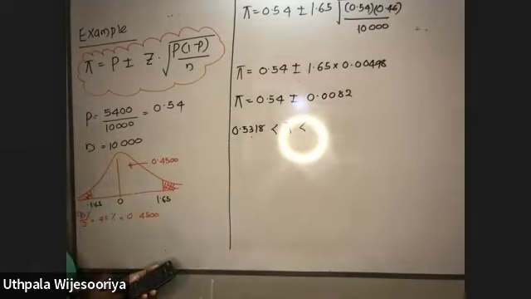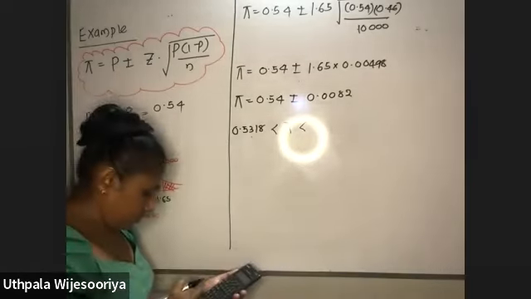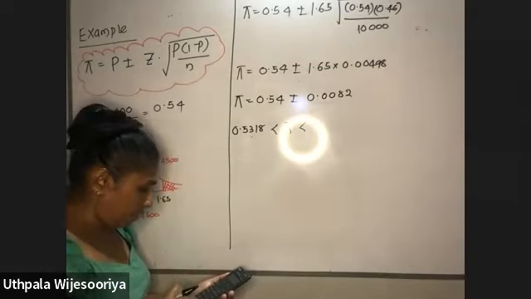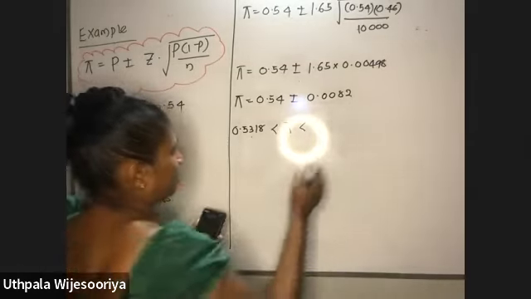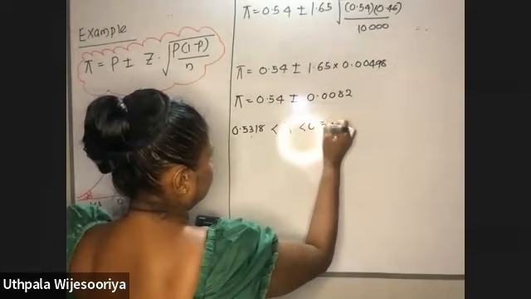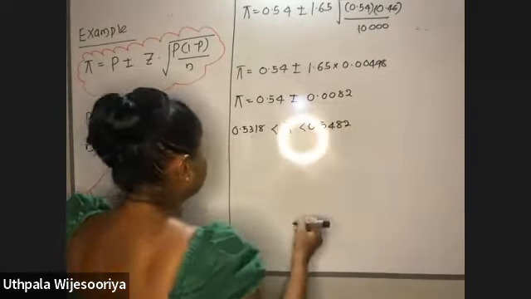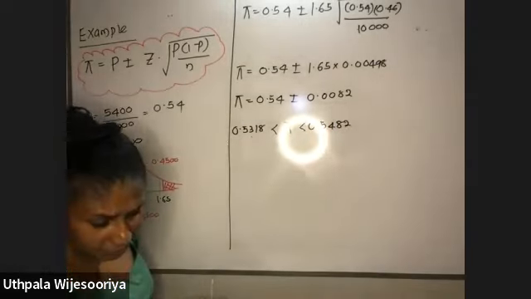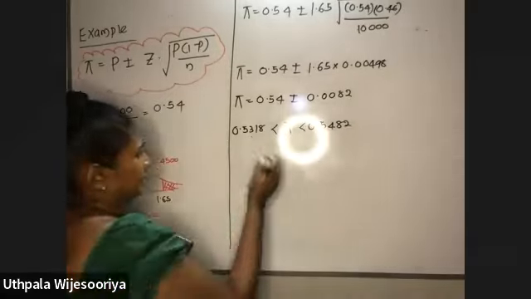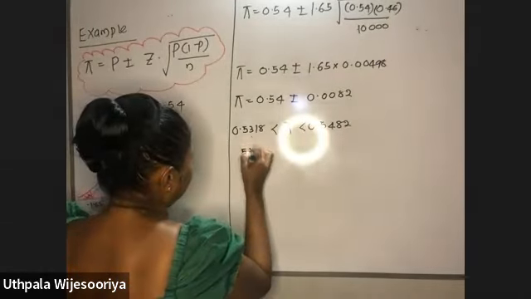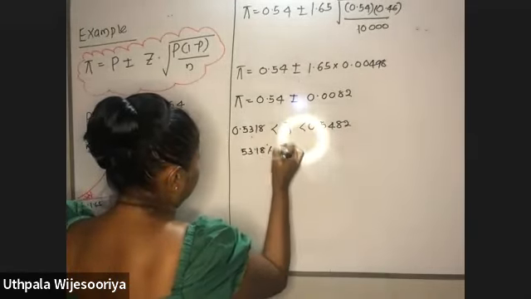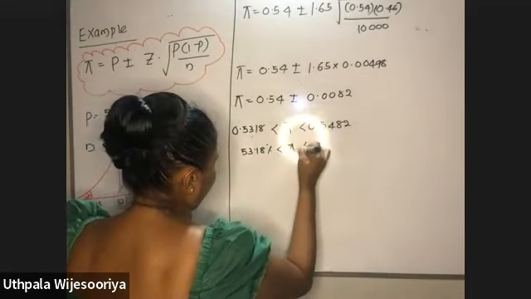0.54 plus 0.082. Then, on the upper level is 54.82. In the case of a proportion, it is better to make it a percentage. So 53.18 and 54.82.